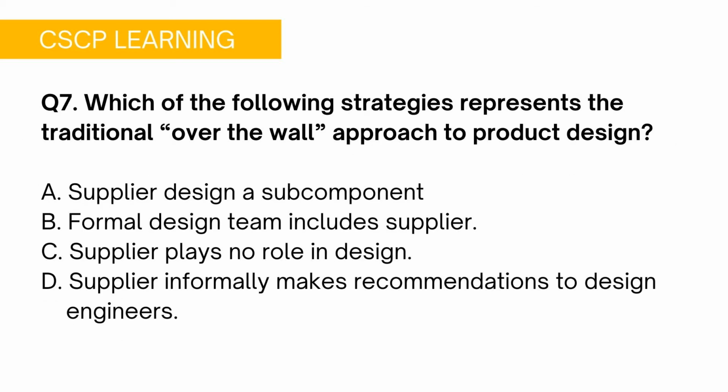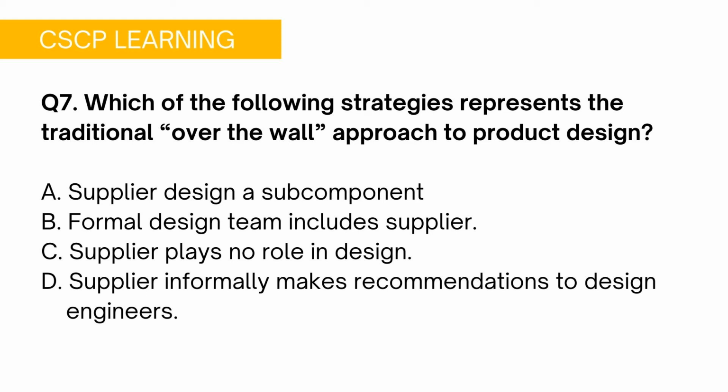Question 7. Which of the following strategies represents the traditional over-the-wall approach to product design? Option A, supplier designs a subcomponent. Option B, formal design team includes supplier. Option C, supplier plays no role in design. Option D, supplier informally makes recommendations to design engineers.